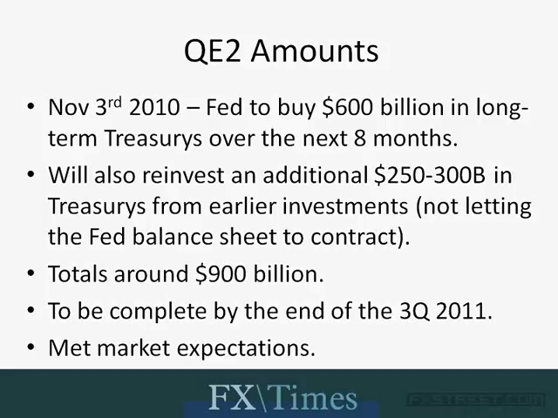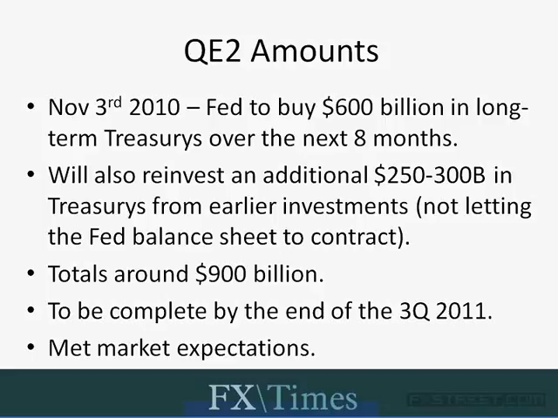So once we actually came to the moment, on November 3rd, the Fed announced that it would do 600 billion in long-term treasury purchases over the next 6 months. So that came out to a pace of around 75 billion per month. If I'm correct, 600 divided by 8, 75 billion a month.